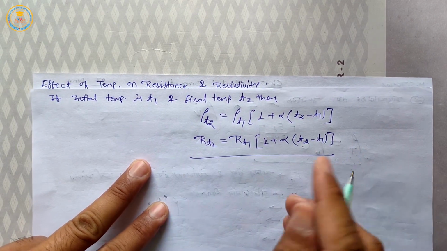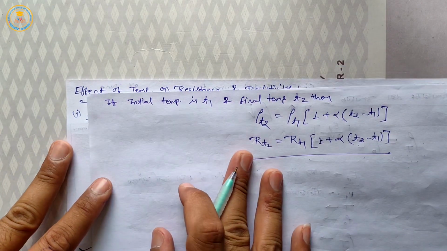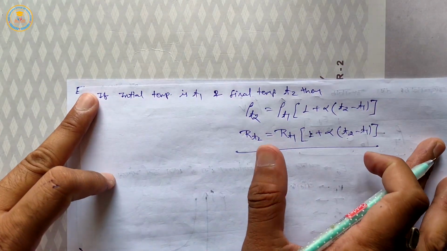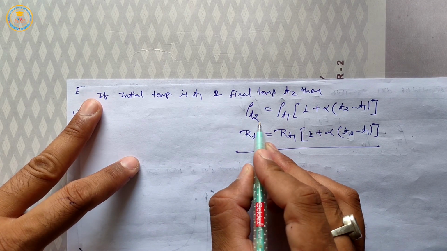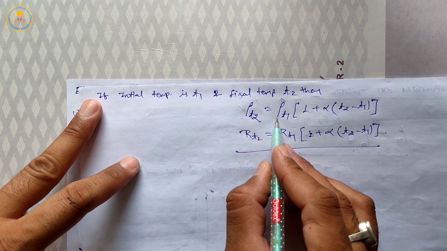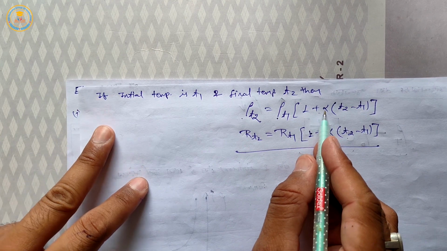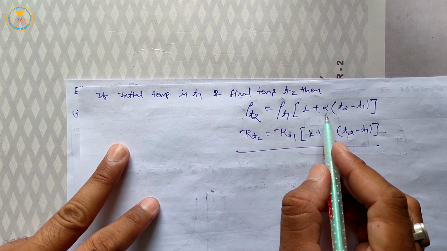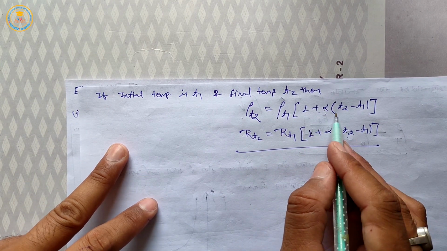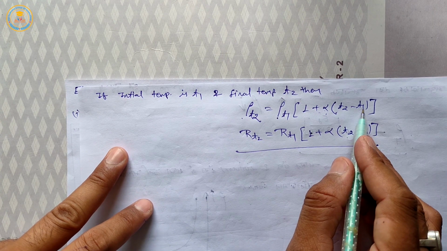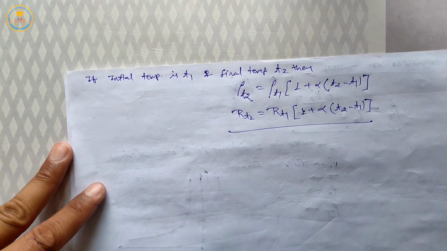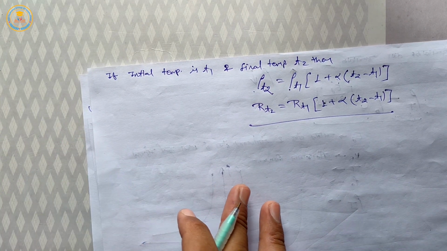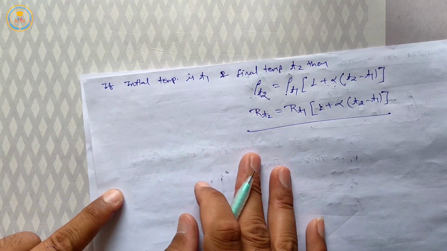This is another form of the resistivity and resistance equations. This is the resistivity at temperature T2, this is the resistivity at temperature T1, and alpha is the temperature coefficient of resistivity. This is the final temperature and this is the initial temperature. Okay, this is the dependency of resistivity and resistance on temperature for conductors.